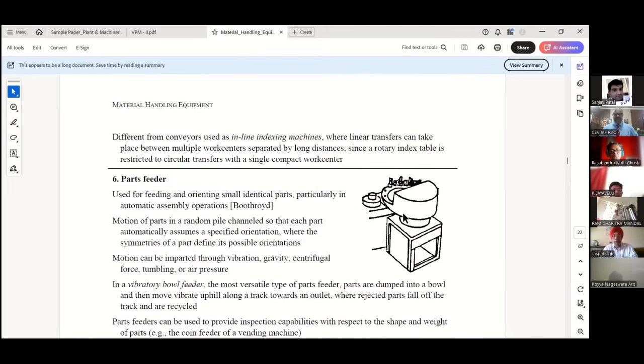Part feeder. Okay? When there is an assembly line, just like you are doing the bottling, capping, crowning. So each bottle, the crown comes to your bottle, and that is controlled by the part feeder.